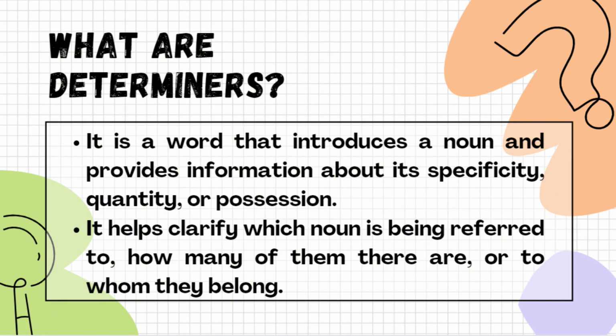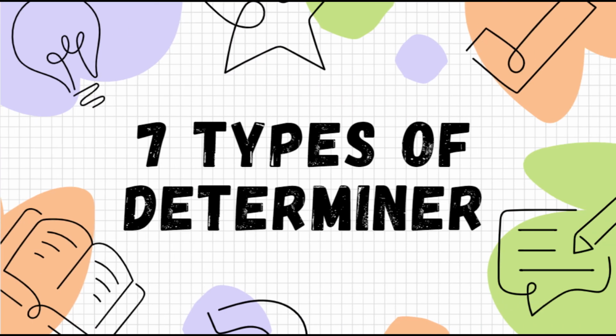In other words, determiners are like little guides for nouns, providing crucial information about them. They clarify which specific noun is being discussed, how many of those nouns exist, or who owns them. For instance, the points to a specific noun, some indicates an unspecified quantity, and my tells us who owns the noun. Determiners make our writing more precise and understandable by adding this essential context to our nouns. There are 7 types of determiner that would help you in writing properly.